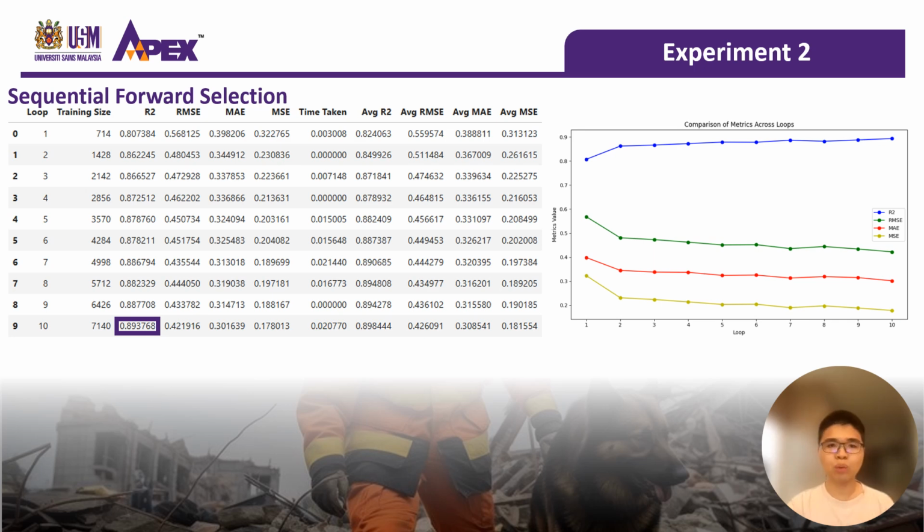Next, experiment 2. The best selection is the forward selection, and the same thing here. We show the R2 value is higher when we increase the training data set to 100%, and the RMSE, MAE, and MSE reduce. In summary, the R2 score we get is 0.8937.